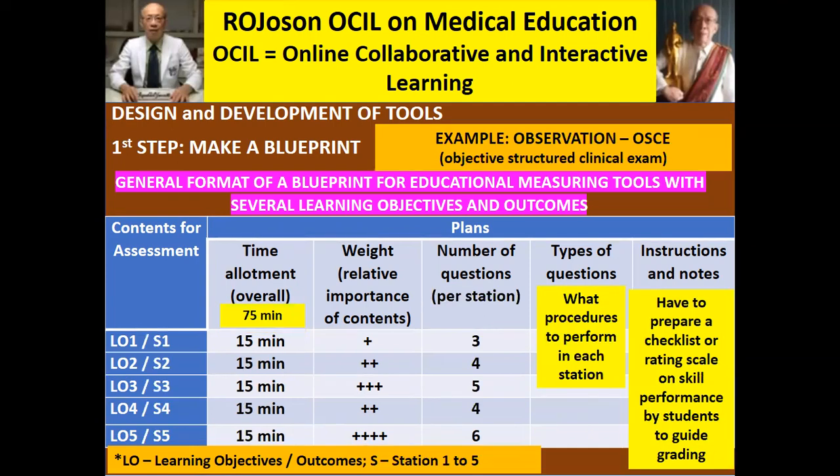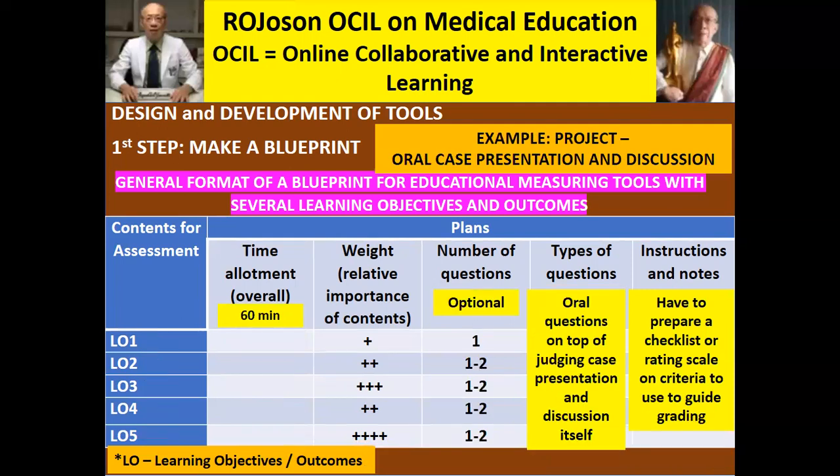Example of a blueprint on observation, specifically on OSCE, Objective Structured Clinical Exam. So example here would be 75 minutes, and each station, S stands for station. So there are 5 stations here. So 15 minutes for each station, the relative weight for each station, the number of questions to be asked in each station, the type of questions, and what procedures to perform in each station. Again, there's a need to prepare a checklist or rating scale on the skill performance by the students to guide the grading by the faculty.